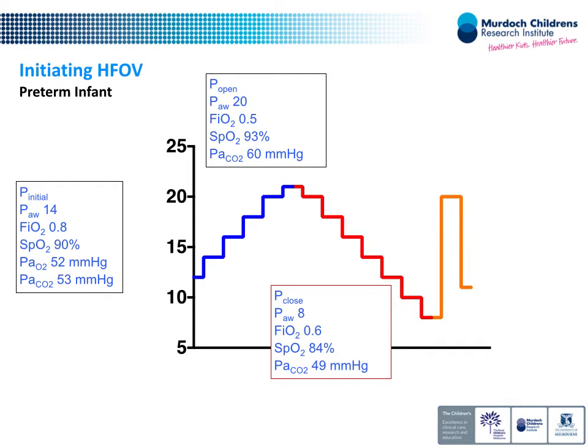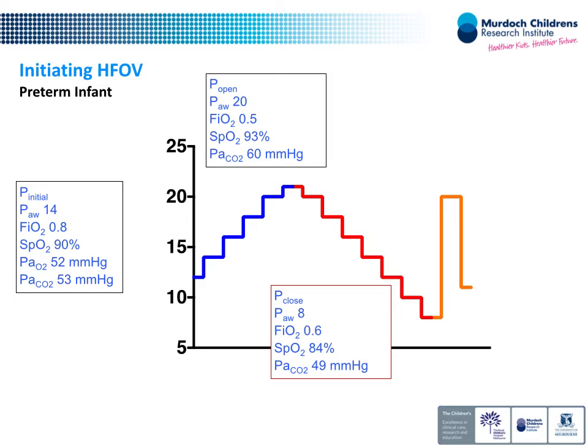What do we do now? There's no value staying here. But we've done all this work. We've learnt from our patient, and we've learnt that if we go up to a mean airway pressure of 20, we will get lung recruitment. We don't need to step up again. We've taken the lung through. We know what we need. We can just go straight back up to that recruiting pressure, that opening pressure.